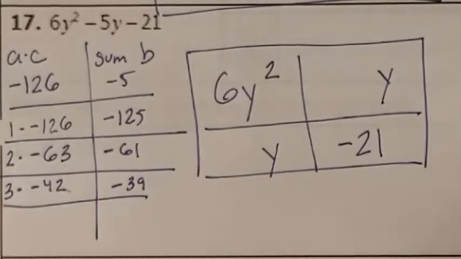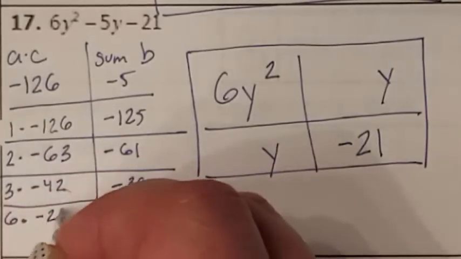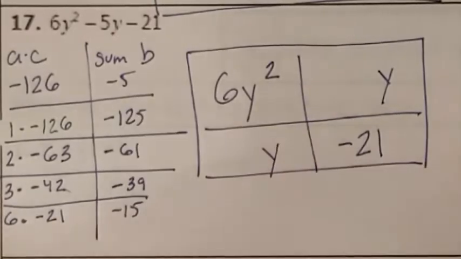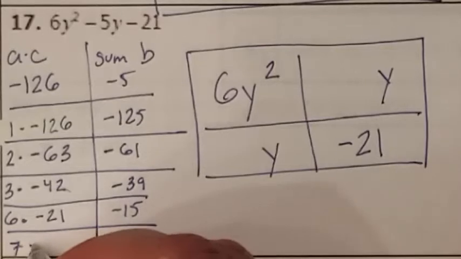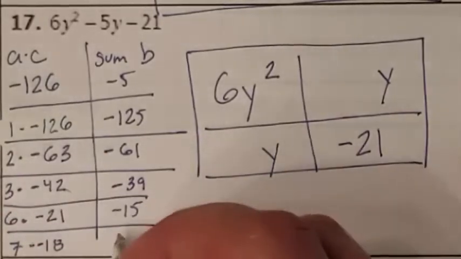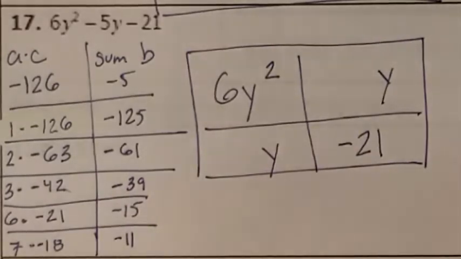so we're going to go ahead and try 4, except 4 does not go into 126. 5 also does not go into 126. 6 goes into 126, so we have 6 times a negative 21. If I add these together, I get a negative 15. That is not the negative 5 that I needed. So if 6 didn't work, let's try 7. 7 times a negative 18 will multiply together to give me negative 126, but when I add these, I get a negative 11. It's not the negative 5 that I needed, but I see that I'm getting closer.